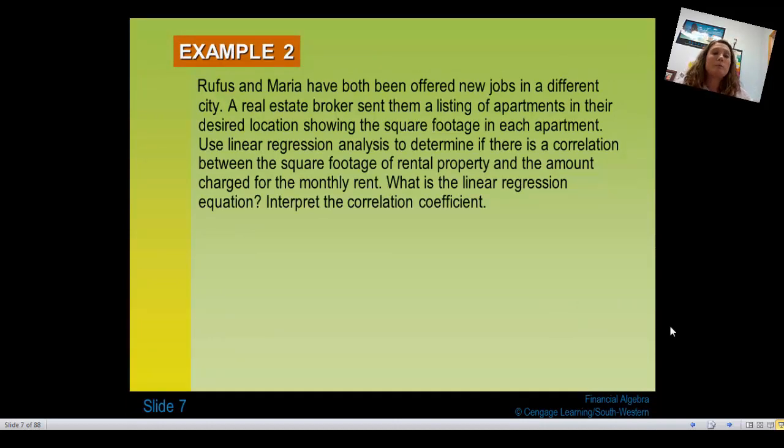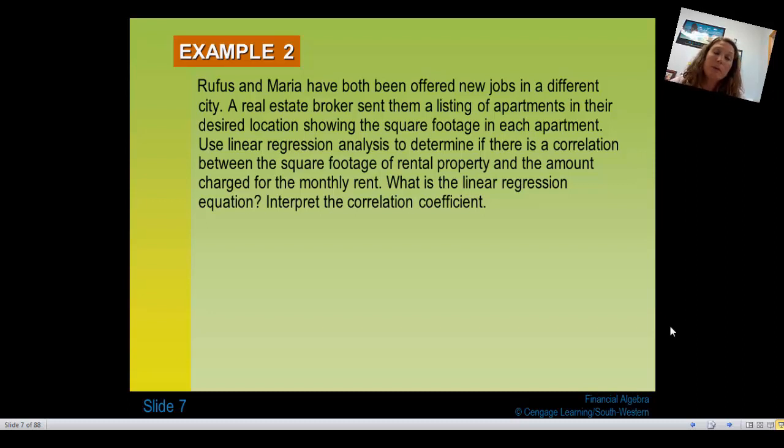For example 2, Rufus and Maria have both been offered new jobs in different cities. A real estate broker sent them a listing of apartments in their desired location showing the square footage in each apartment. Use linear regression analysis to determine if there is a correlation between the square footage of rental property and the amount charged for monthly rent. What is the linear regression equation? And then interpret the correlation coefficient.